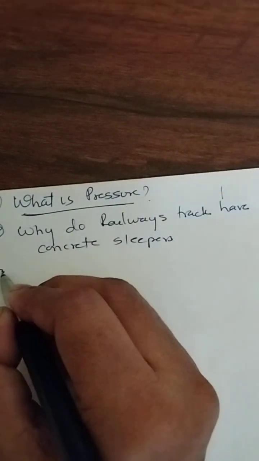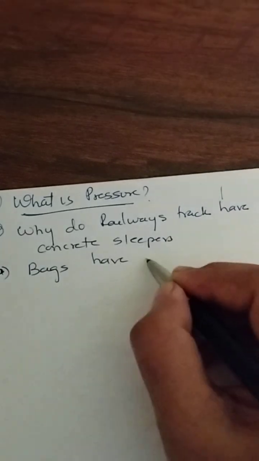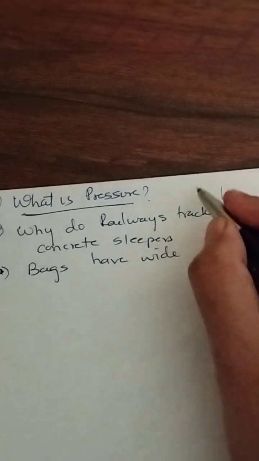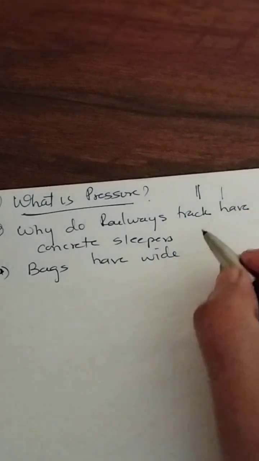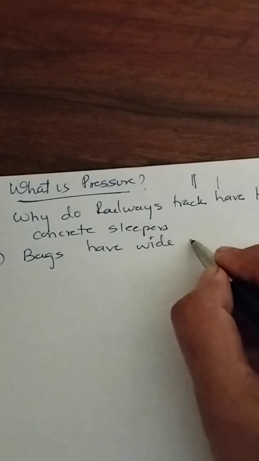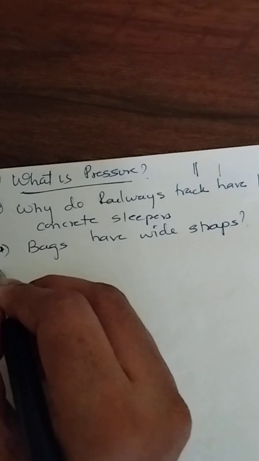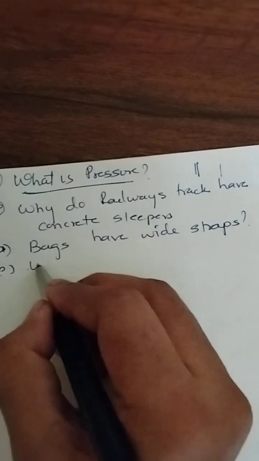Or your bags have wide straps, isn't it? Because as the area increases... First we had very thin straps. Area decreases, means pressure will increase. Our shoulders used to pain. Now they have wide straps. Why? Because as the area increases, the pressure decreases.